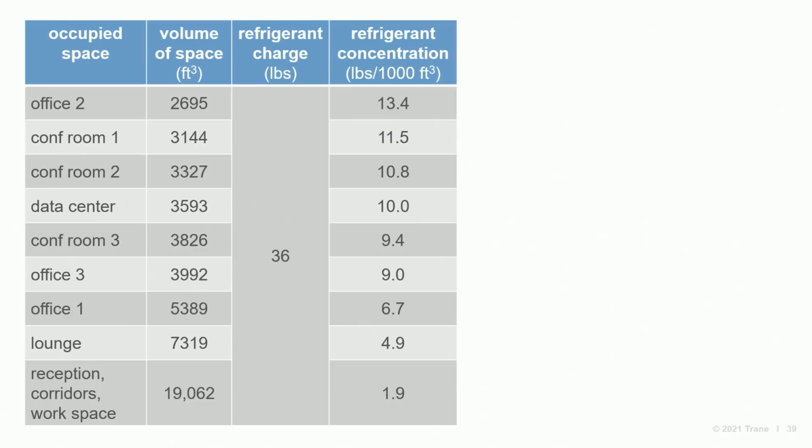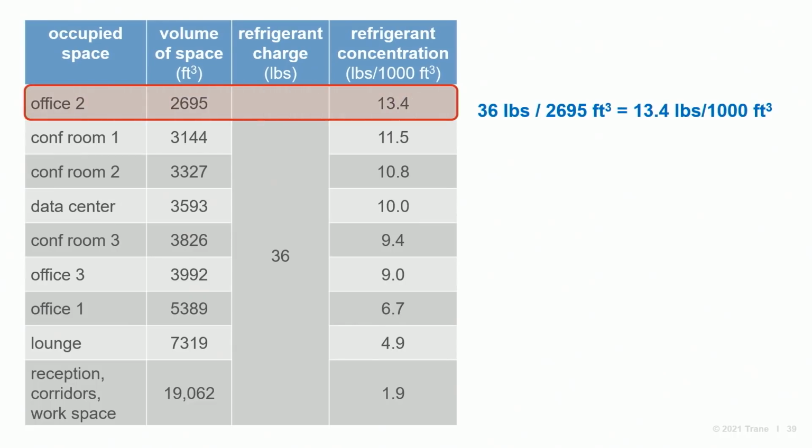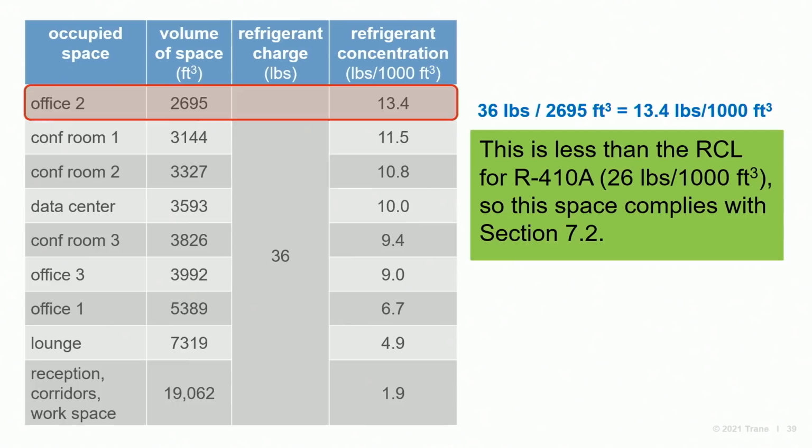So for this example, the smallest occupied space is Office 2. The volume is 2,695 cubic feet. If we discharge the entire 36 pounds of refrigerant into this space, the refrigerant concentration would be 13.4 pounds per 1,000 cubic feet. Standard 34 shows the maximum RCL is 26 pounds per 1,000 cubic feet. Since the concentration for the smallest room is less than the maximum allowed, we know that it is also less than the maximum for all larger rooms. This system is compliant with Section 7.2.